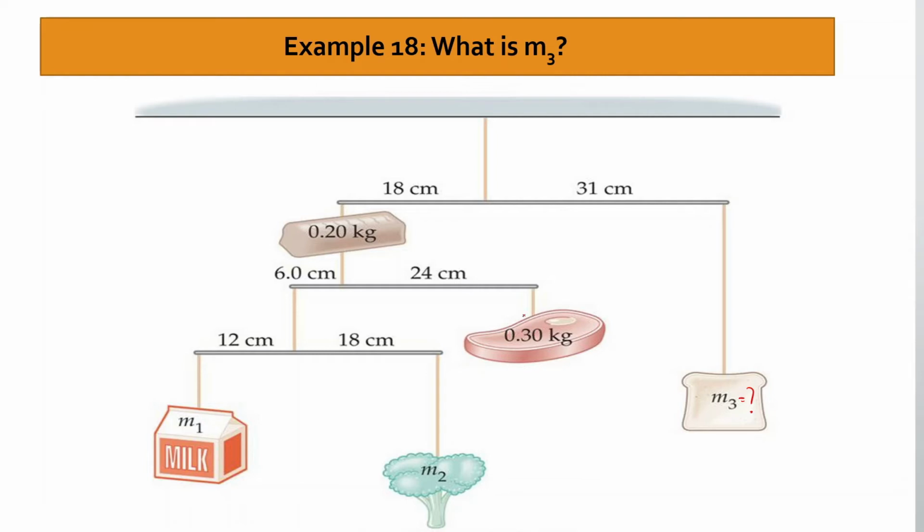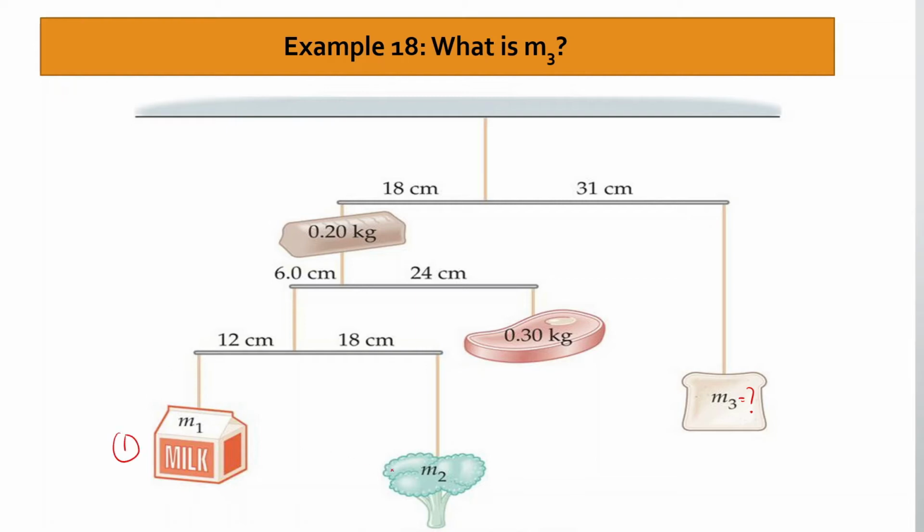So first thing we want to do is set up some equations. We know the torque of this side is equal to the torque of this side, and that's why it's not moving. And we know the torque of this is equal to the torque of this. A lot of these torques are equaling each other out. So let's just try to simplify certain things.